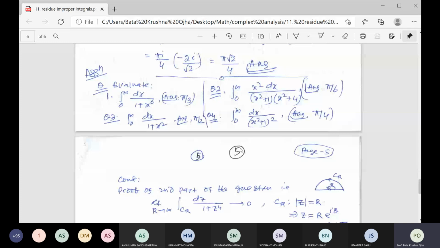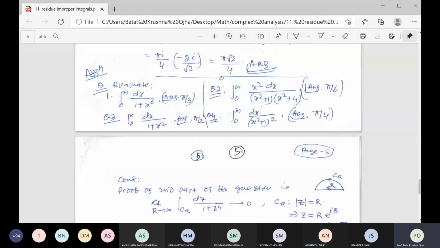Ashutosh. Yes, sir. You have got the answer? Sir, I got the answer pi by 2. There may be some calculation mistake. Where is the mistake? Actually, what are the poles here? Plus minus i. Which poles lie in the upper half? Plus i. So you will find z minus i whole square and z plus i whole square in the denominator.